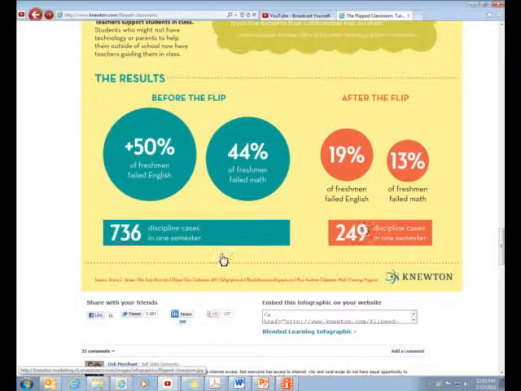They had a number of discipline problems. They went from 736 discipline-associated problems, and they decreased that by over two-thirds. They went down to around 250 discipline cases in one semester as a result of flipping or inverting the curriculum.